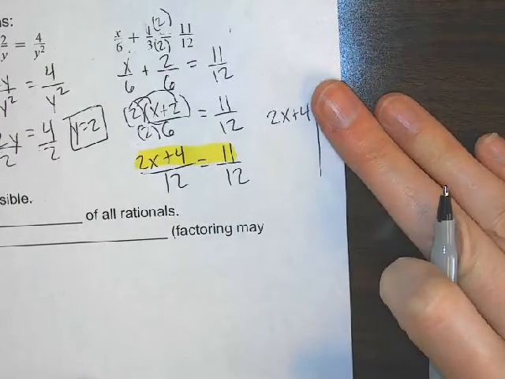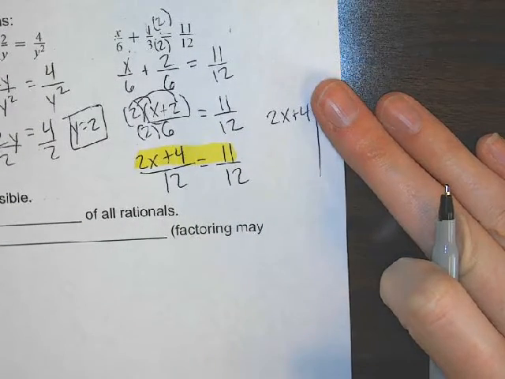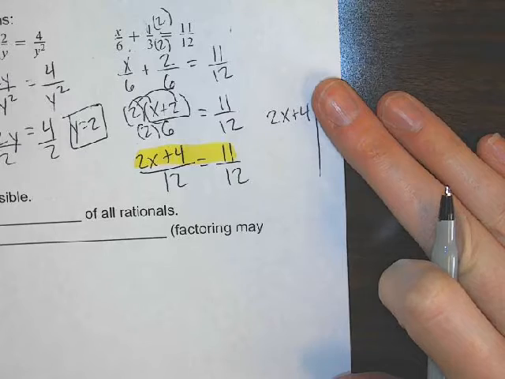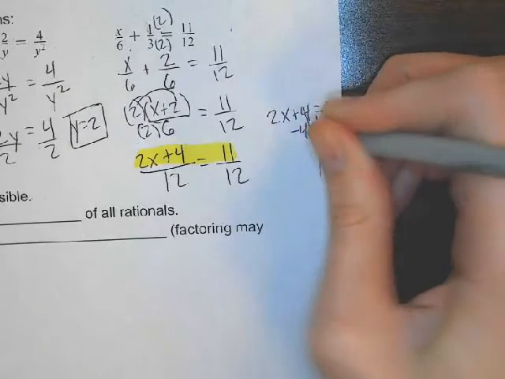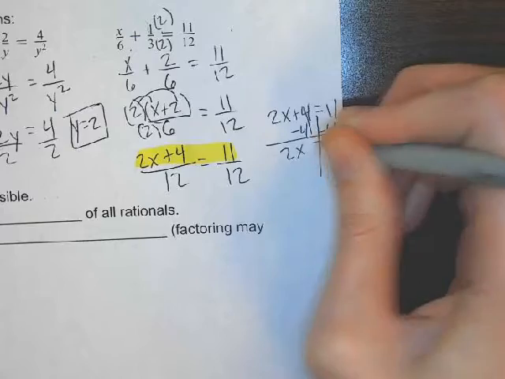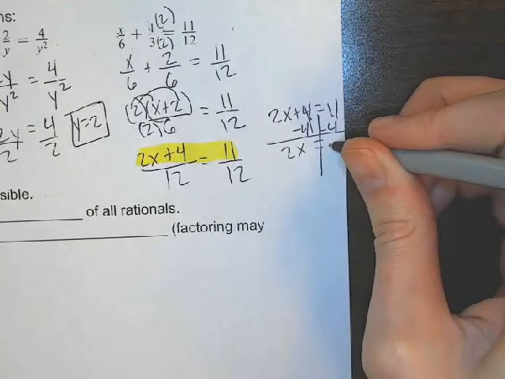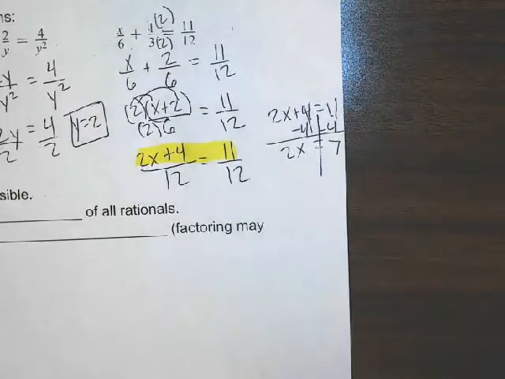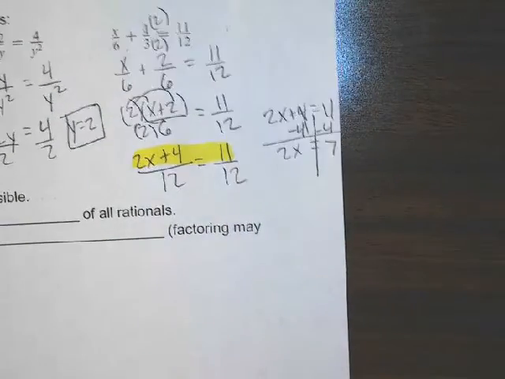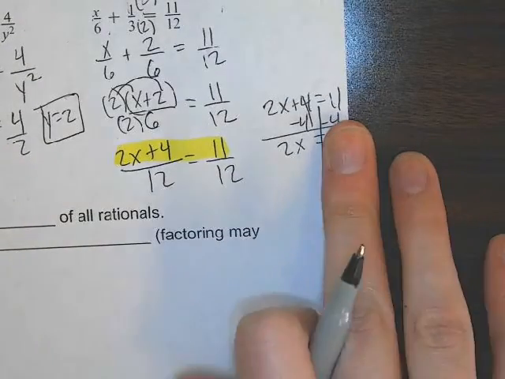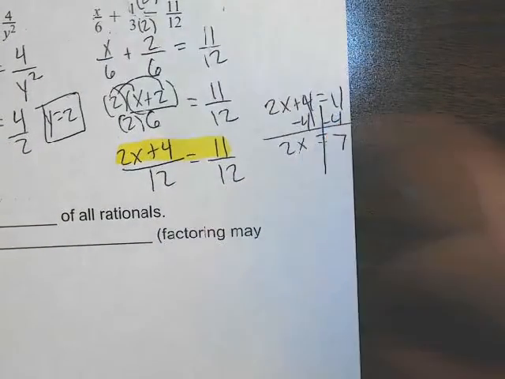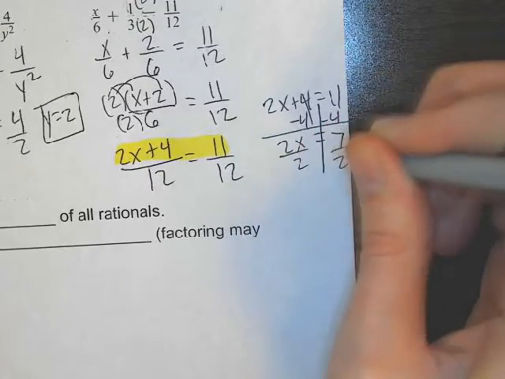Cover up the 11. Furthest thing from the x is the 4. Bring down your 2x. 11 minus 4 is 7. I was thinking negative 7. And last step, cover up the 7, and 2 is attached, meaning it's multiplying. How do I get rid of the 2? Divide by 2. Oh my gosh, we get a fraction.